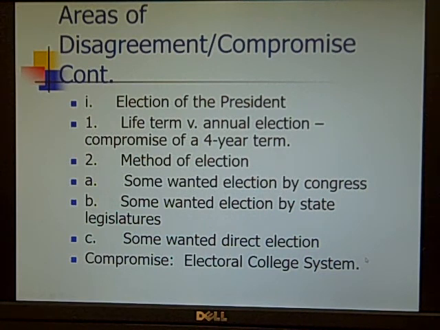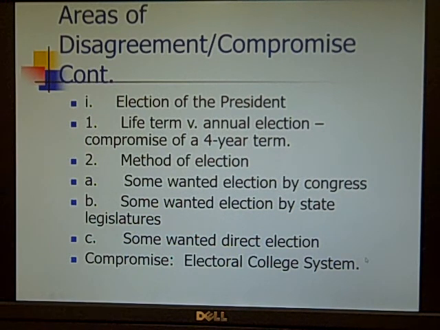All right. Method of election, we have to compromise on that as well, and we'll talk about that in more detail when we get into our unit on elections specifically. But ultimately, we're going to end up with this compromise of the electoral college system. All right, we don't really want direct elections, again, because direct elections are going to benefit or are going to be monopolized by the large states, right?